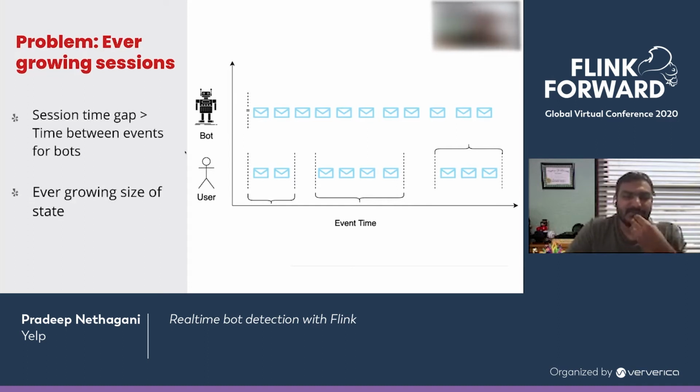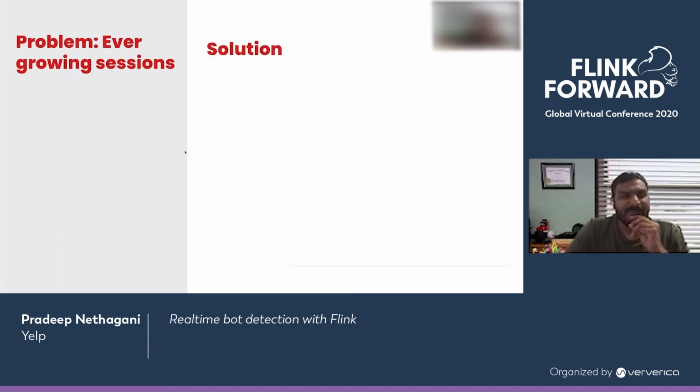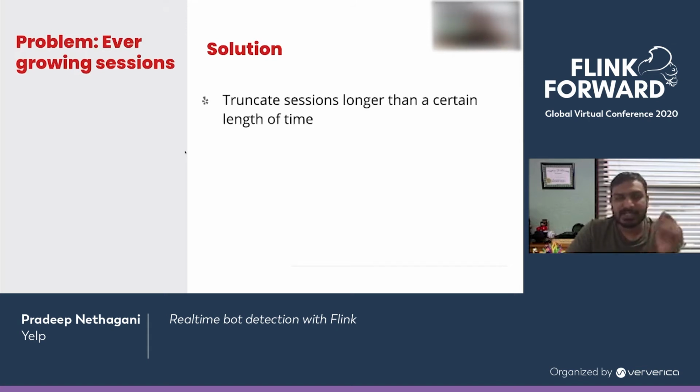So what's the solution to this problem? What we did is we tried to do a hard cutoff for these sessions, no matter if it's from the users or the bots. So we always truncate the sessions. Now we're doing two things here. One is we are trying to solve the problem of cutting down the size of the state, as well as we're trying to provide a classification for the bots, as you wanted to avoid that ever growing state.